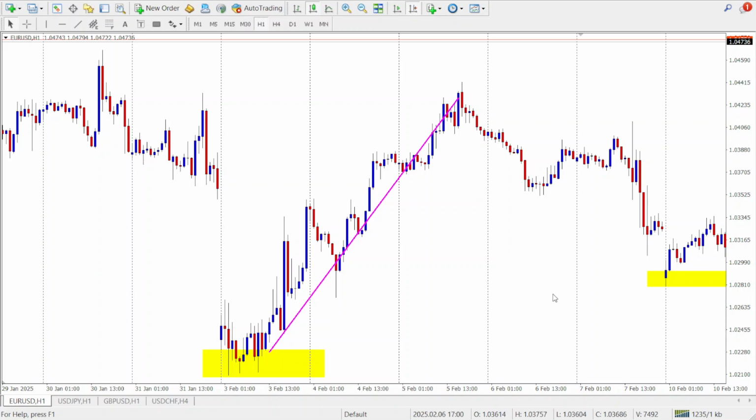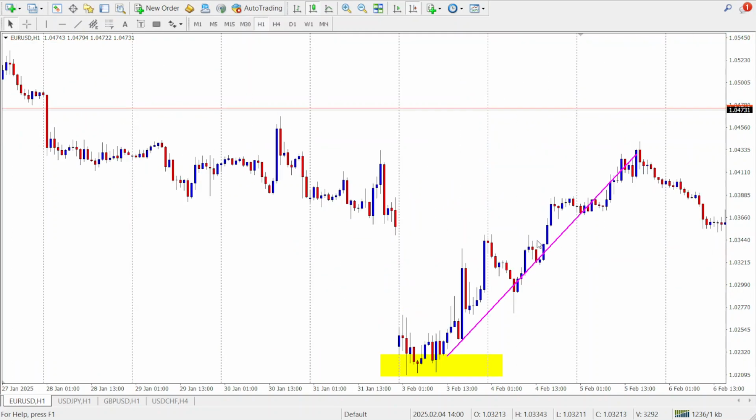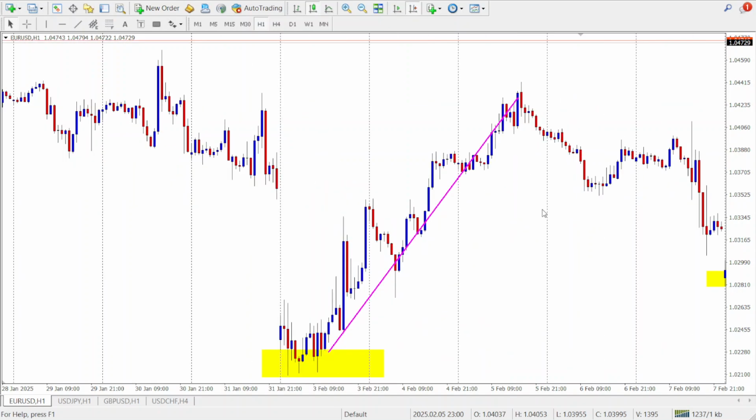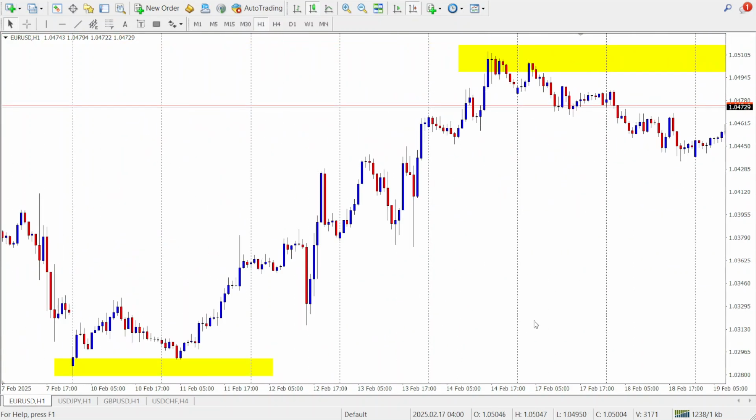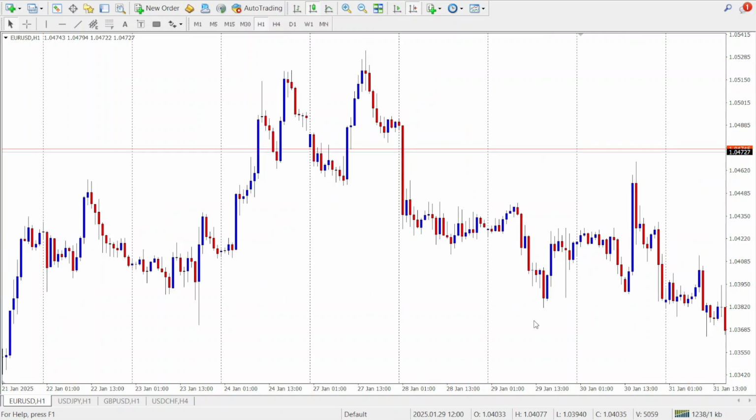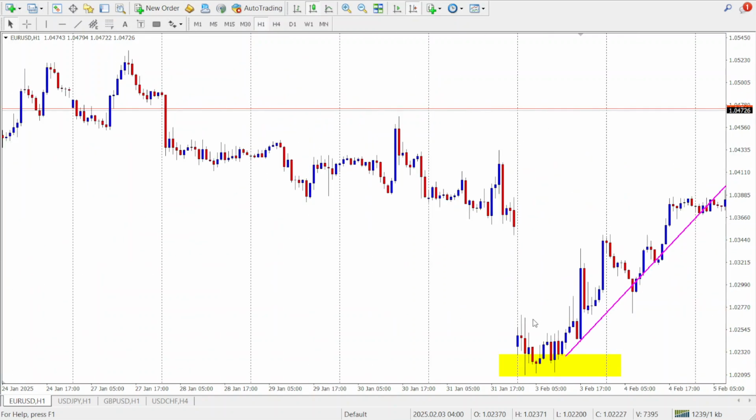Then you also have to look at how many times price returns. The best zones aren't tested too many times. If price has bounced from a zone multiple times, it weakens the level. So you want to be looking out for a zone where you had only a few bounces off that level, so that you can still have that level as a strong one. Then use higher time frames for confirmation.